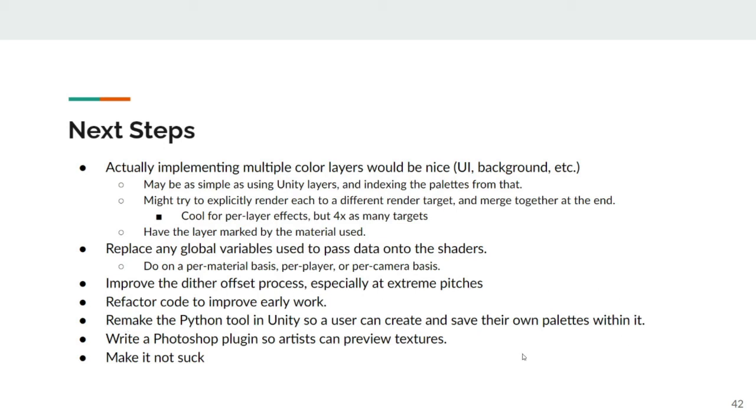Remake the Python tool in Unity so that anybody can save their own palettes with it in the actual game editor, and you don't have to open up a separate program. Write a Photoshop plugin so that if an artist is making a texture, they can preview it before they export it and put it into Unity. Make it not suck. That would be cool too.